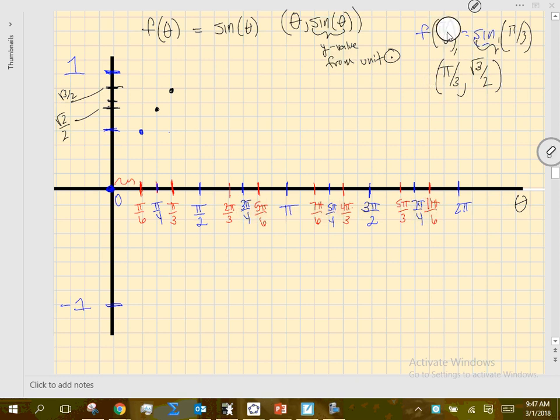All right, what is the sine of pi over 2? That'd be the next one we're looking at. That's 1. That one's an easy one to graph, right? Okay, so we're getting a series of points, right?